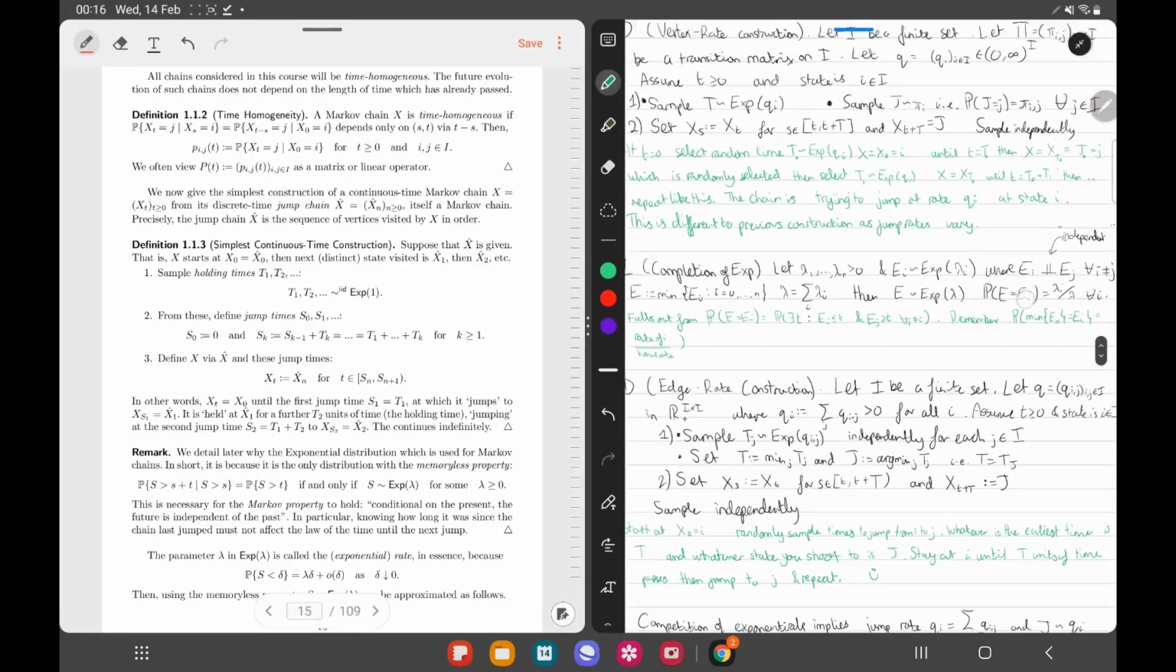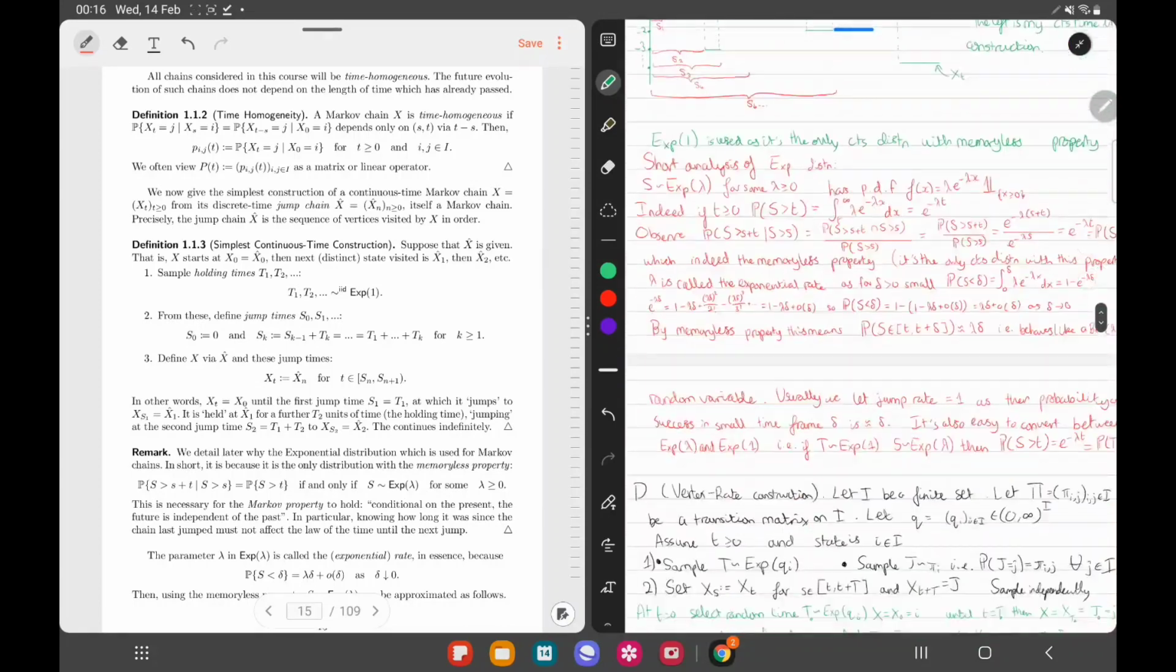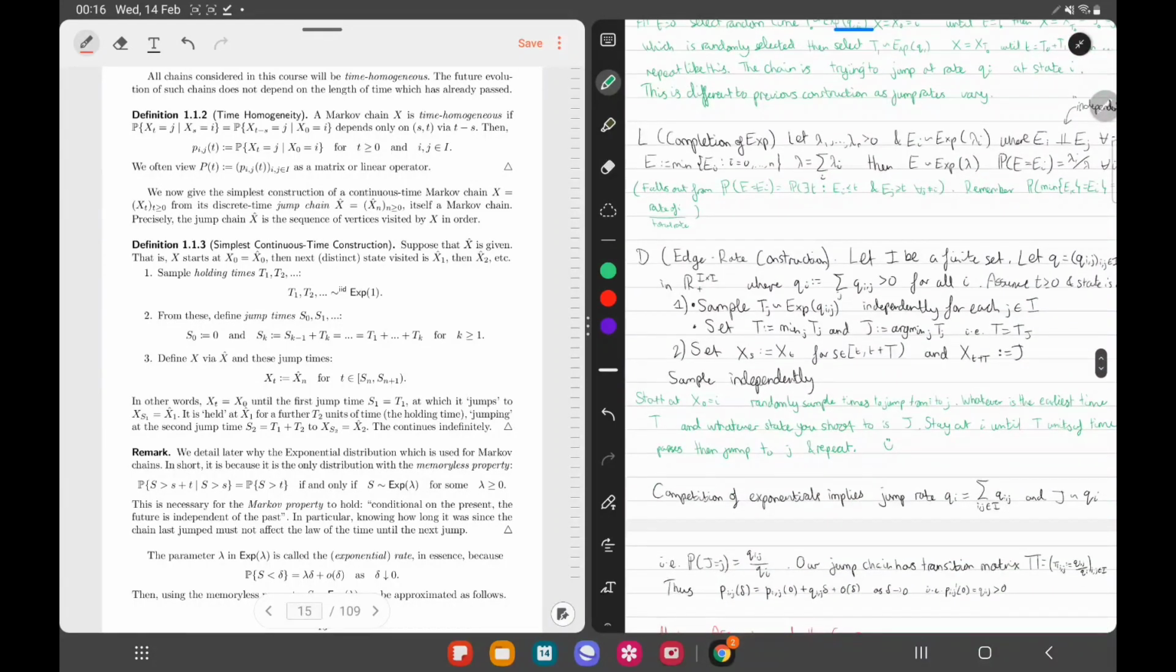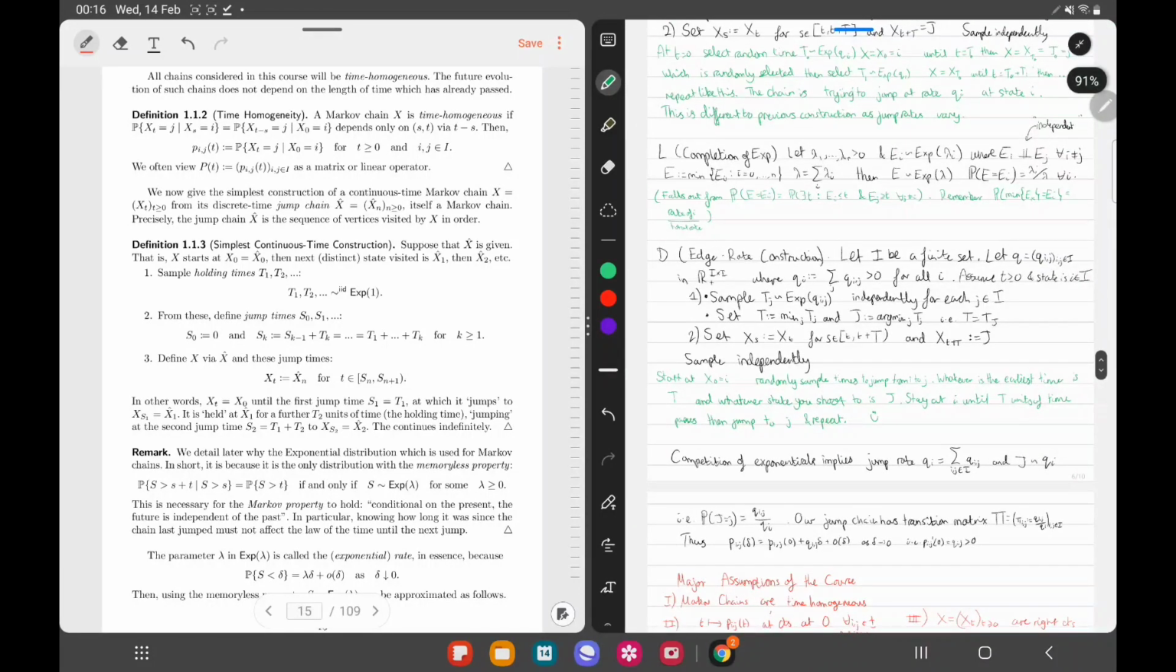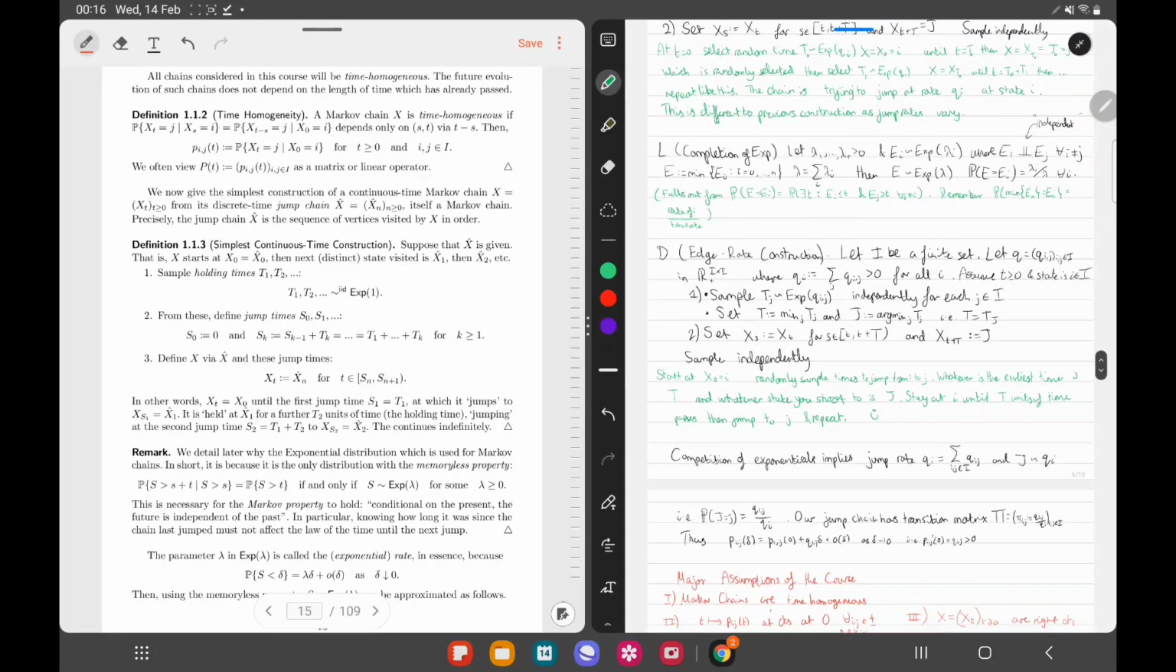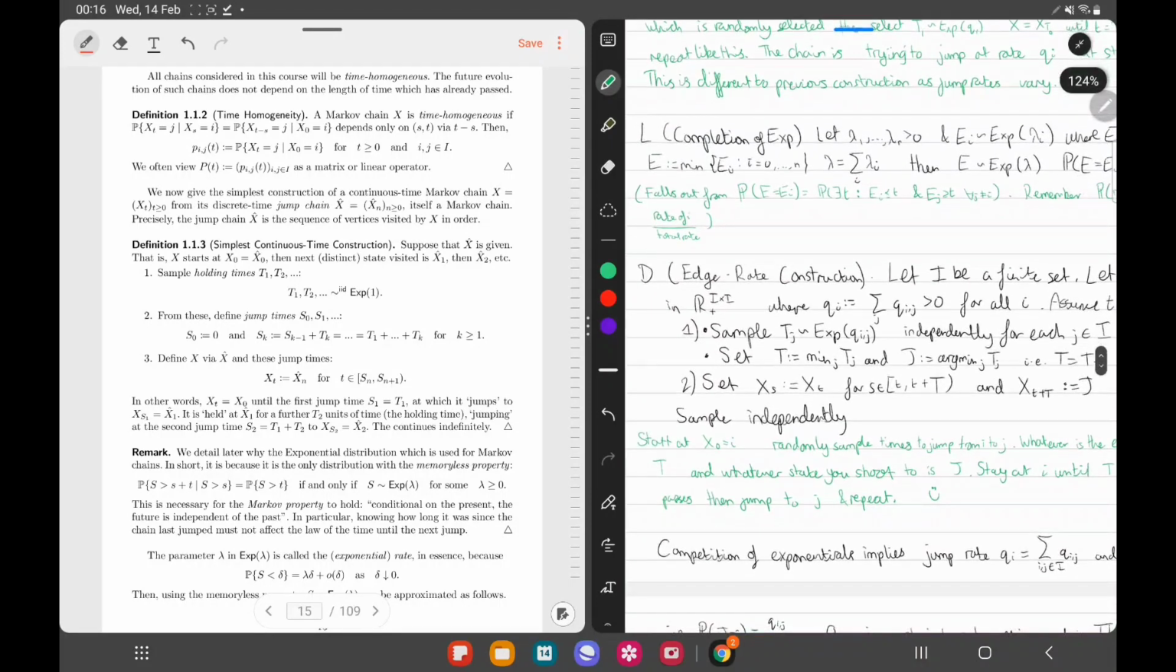Is there anything else that's interesting here that we should talk about? Probably not. Edge rate construction is quite interesting. It's like saying: maybe you initialize at state i at time t greater than or equal to 0. Then what you basically want to do is randomly start sampling times for jumping between states, and the smallest time, i.e. the first time when you can jump, you jump to that state.